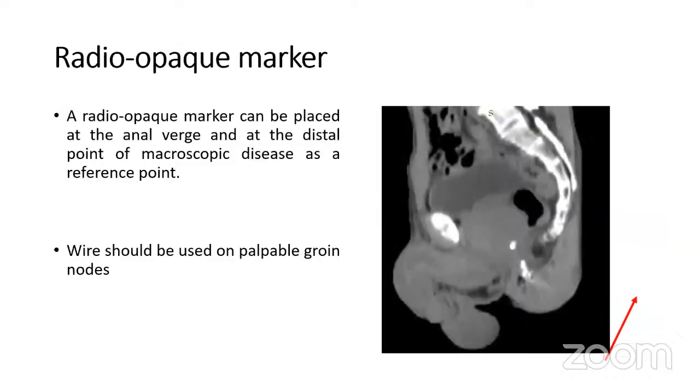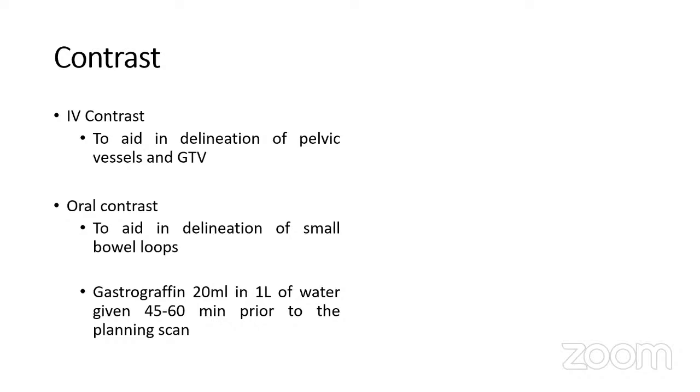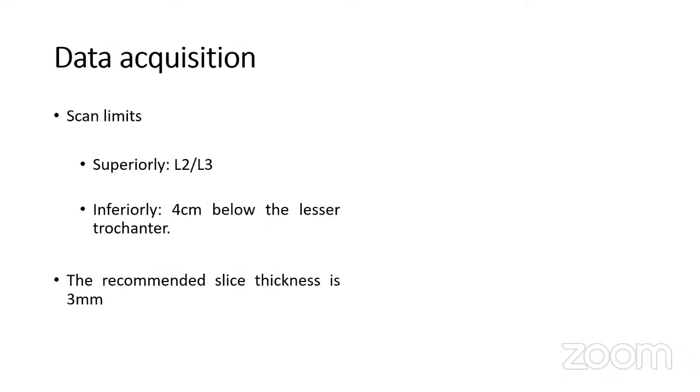Next, coming on to the radio-opaque marker, keep the marker at the anal verge as well as at the distal point of the disease. And if you have any palpable groin nodes, you can wire them if you're doing a 2D simulation. Then again, contrast remains the same. If you want to use it for a 2D simulation, you can use it. And then IV contrast for the CT simulation and oral contrast for the delineation of small bowel loops.